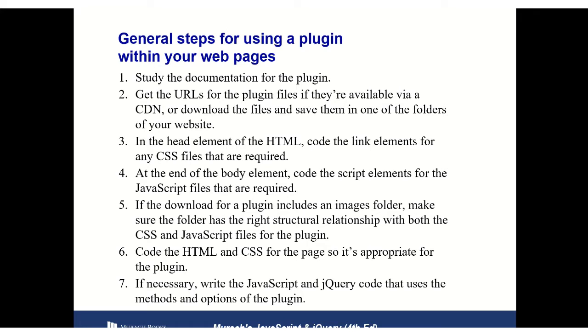Now, if the download for a plugin includes an images folder, make sure that folder has the right structural relationship, like the navigational structure, with the CSS and JavaScript files for the plugin. Then you code the HTML and CSS for the pages so it's appropriate for the plugin. If necessary, you can write the JavaScript and jQuery code that uses the methods and options of the plugin, meaning calling the APIs.